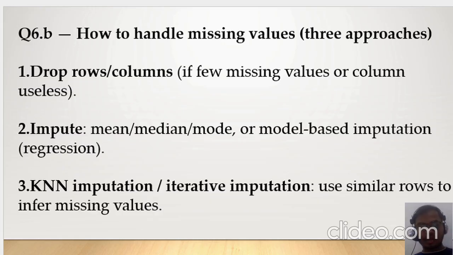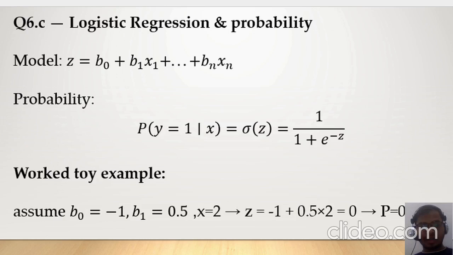And now B part is how to handle missing values, or three approaches. Drop rows or columns if few values are missing or the column is useless. Impute with median, mean, mode, or model-based imputation like regression, KNN imputation, iterative imputation. Use similar rows to infer missing values.